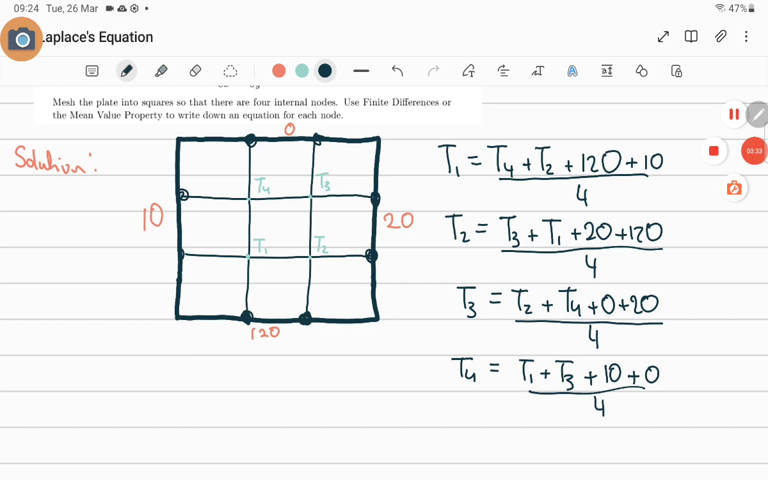Now this should be done in such a way that it's a square mesh. So this would be delta x, this would be delta y. Delta x is equal to delta y. Now the clever thing to do here is, well, you can label it however you want. I mean, all I want to say is that this temperature in the middle is the average of the other 4.